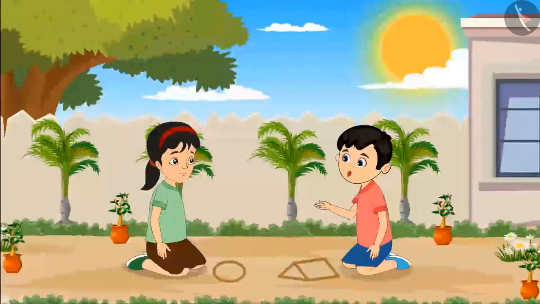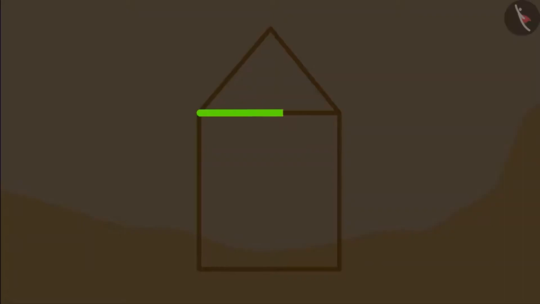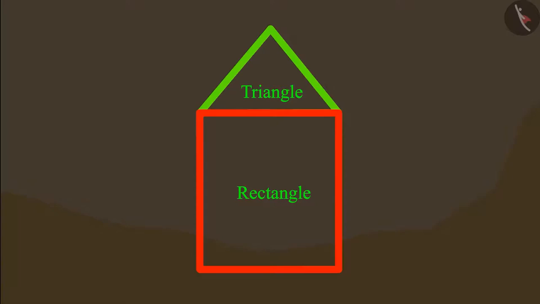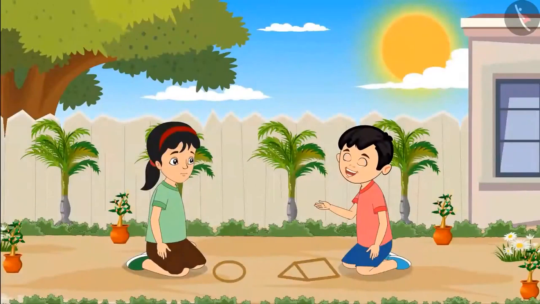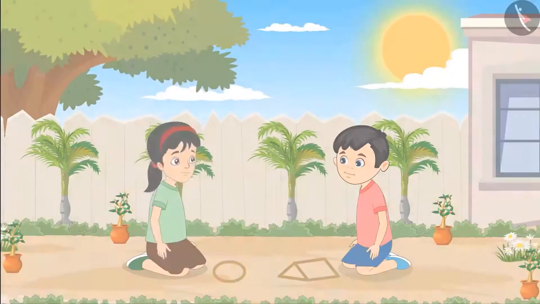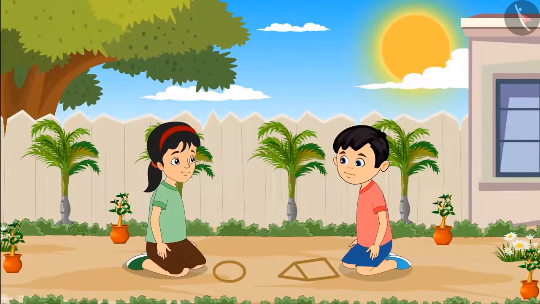Yes, Pinky. Do you remember what Ma'am told us yesterday? She told us that a shape made of three sides is called a triangle. And a shape made of four sides is called a rectangle. Now show me what you have made. Chotu, I have made only sun so far. Now I will also build a house like yours.